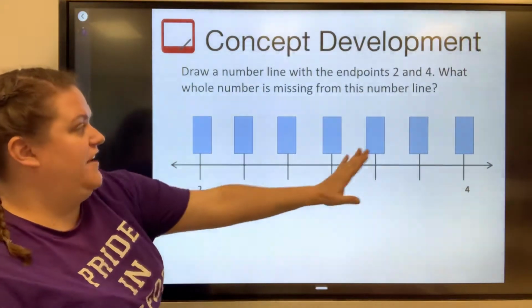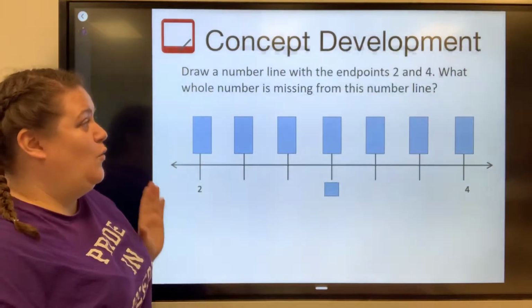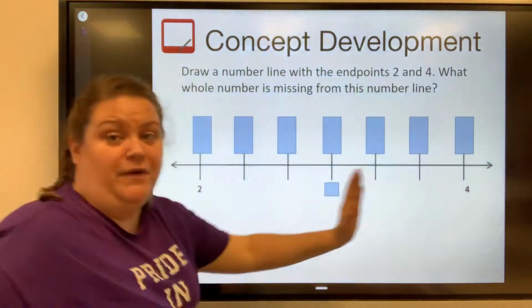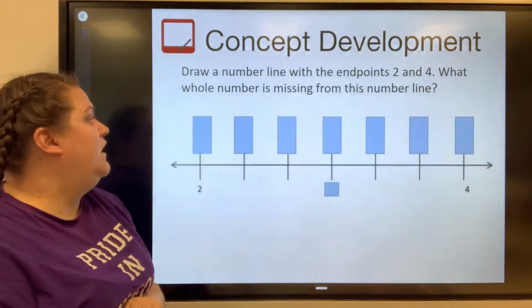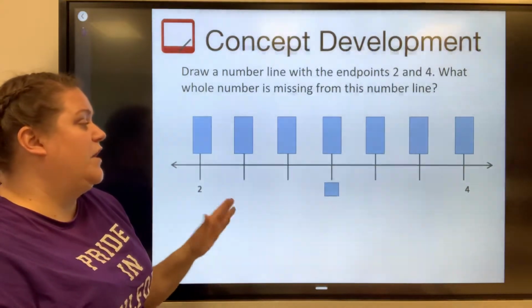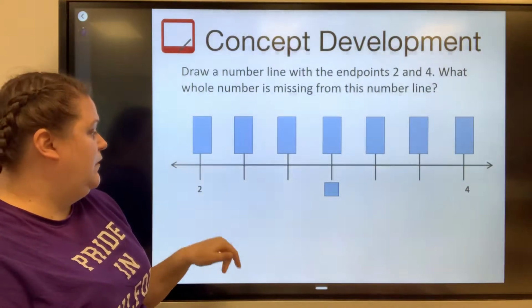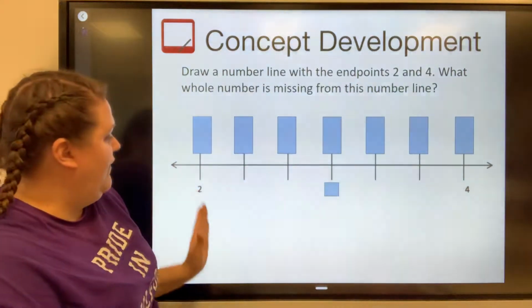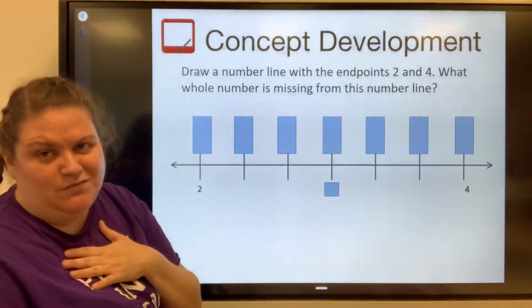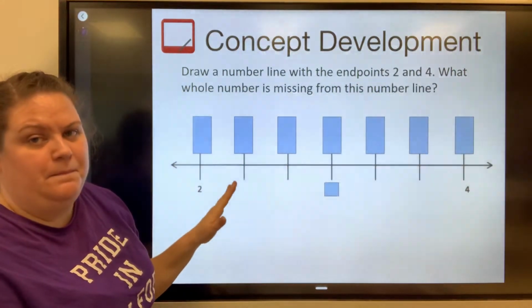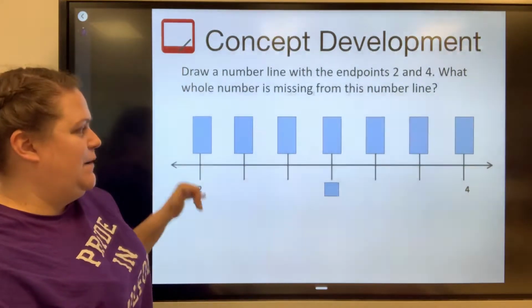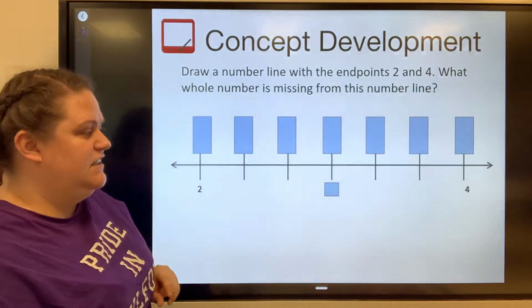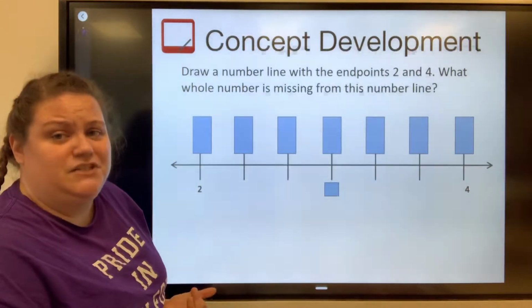I want you to draw a number line, and this time we're going from 2 all the way up to 4 on this one. So we're going a long way if this was a ruler. Now we have to figure out what number is missing from the number line. So we're actually going to come down here. We have our whole numbers on the bottom. I tend to do my whole numbers on the top and then the fractions on the bottom. They did it a little differently than I did, but however you want to do it is fine.